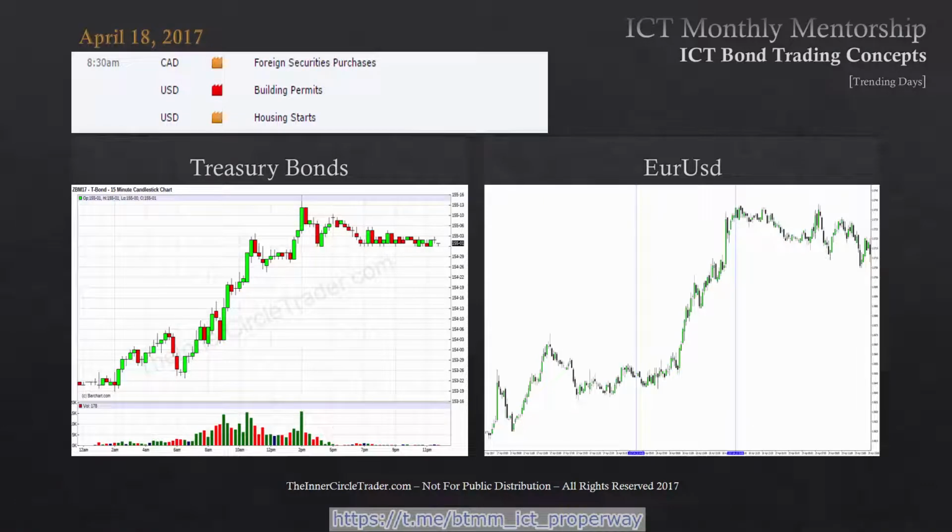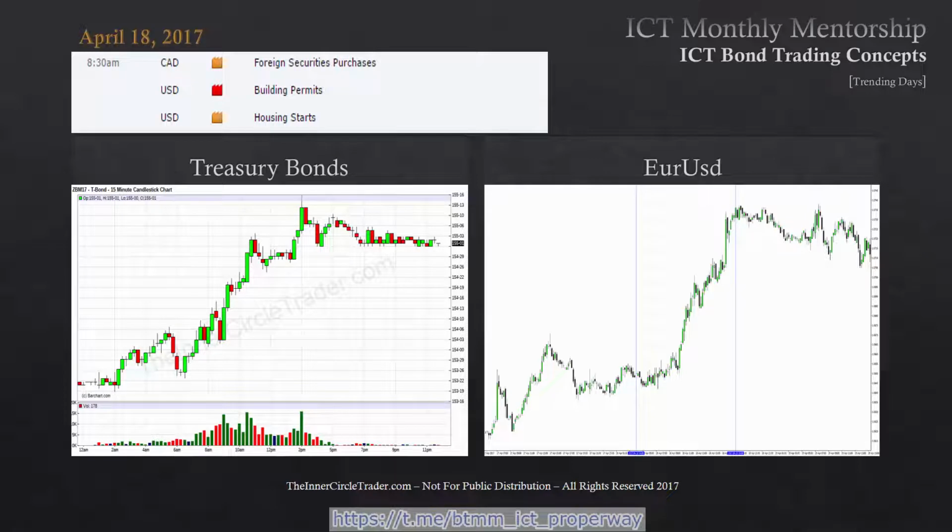Another example on April 18, 2017. Again, the economic calendar stays the same. The Treasury bond market chart stays the same. But now we're looking at the euro dollar. Again, euro dollar with the higher Treasury bond move higher. Interest rates are declining.